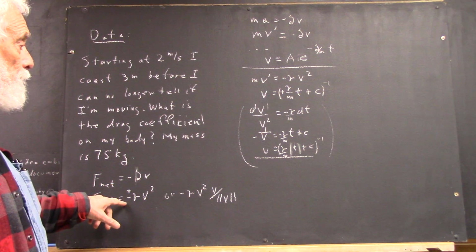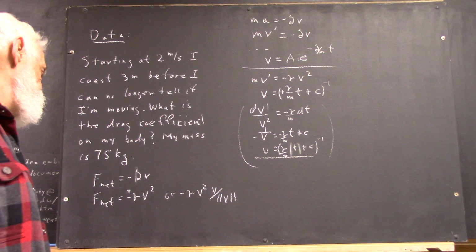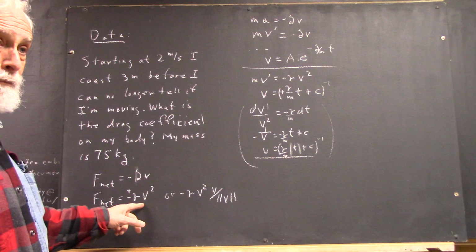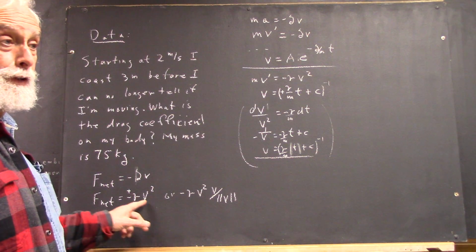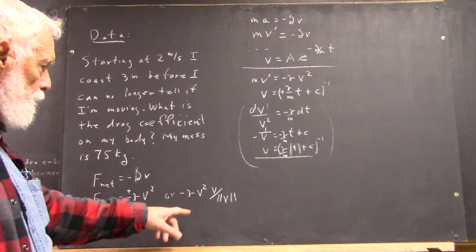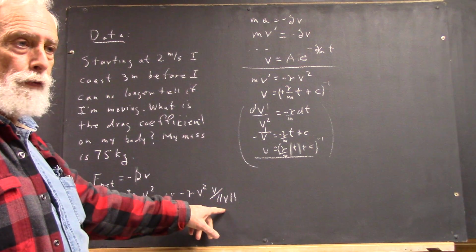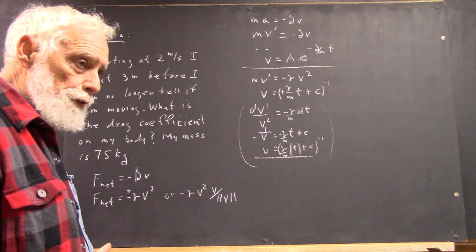Now this could be plus or minus gamma v squared, depending on the direction of v. If v is in the positive direction, then this is going to be negative. If v was in the negative direction, this would be positive. We could get around that by saying negative gamma v squared multiplied by v over its absolute value. Then it will always be in the direction opposite v.